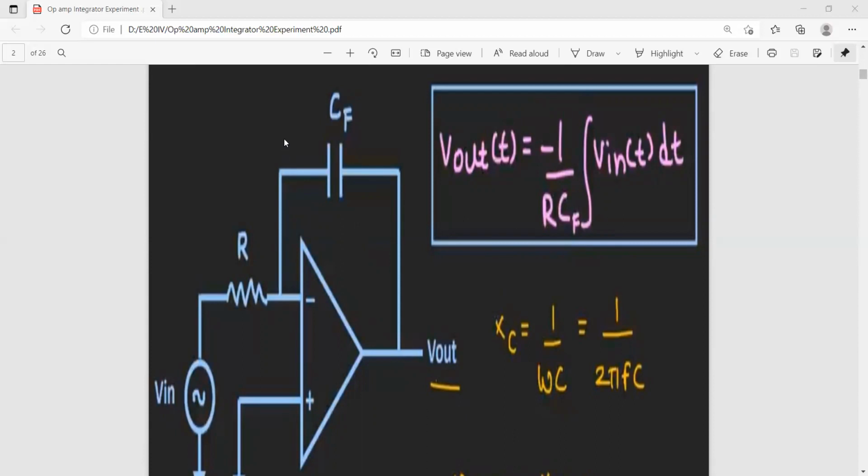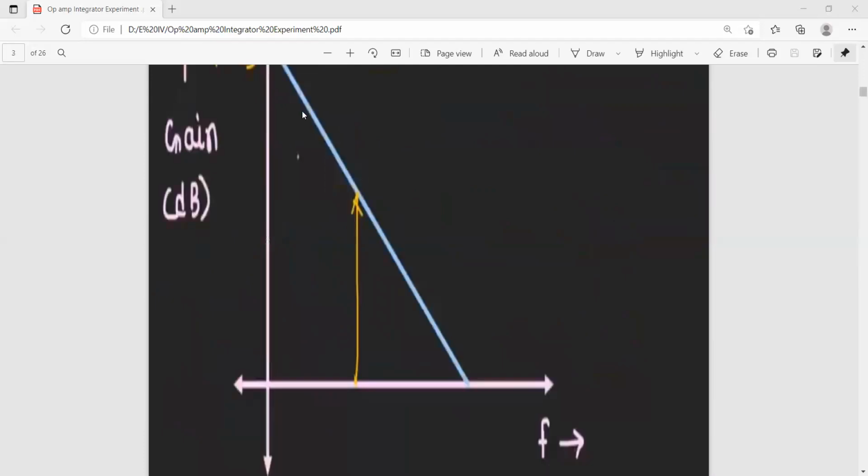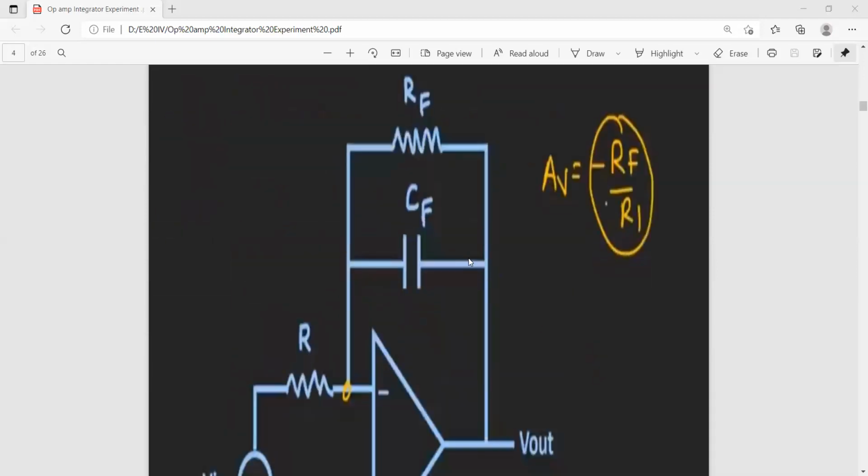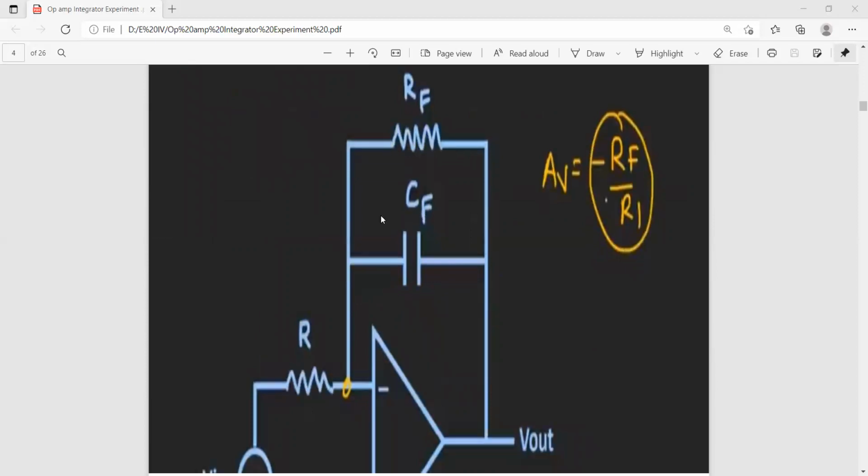Let us add one more component so that this linear falling nature will be reduced, and from here up to here it is a constant gain. That constant gain means we will get some bandwidth, so a certain group of frequencies, some range of frequency, we can use. In that range we can operate that integrator. So the practical integrator circuit diagram appears like this.